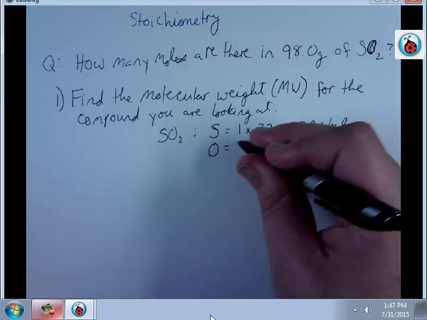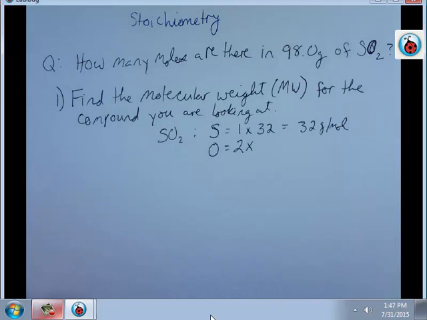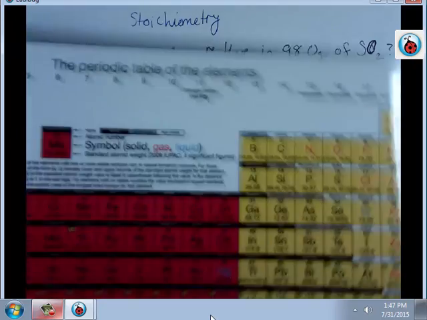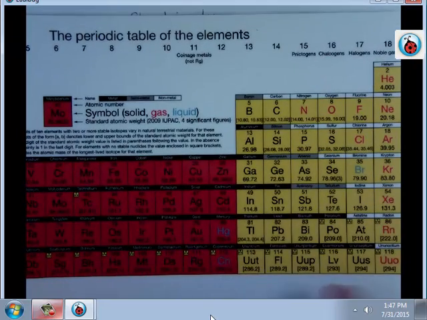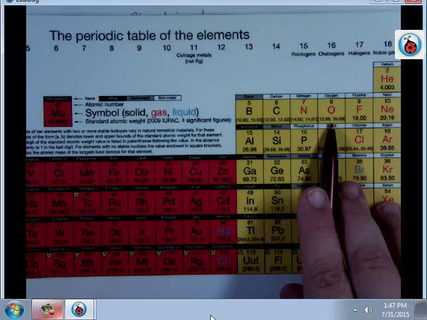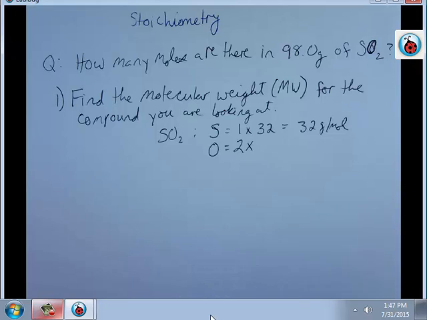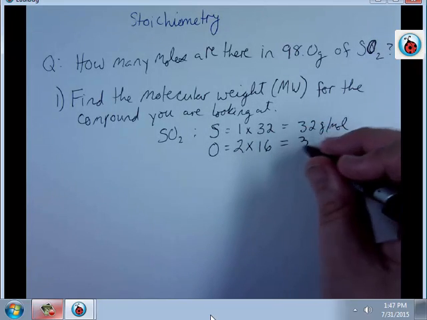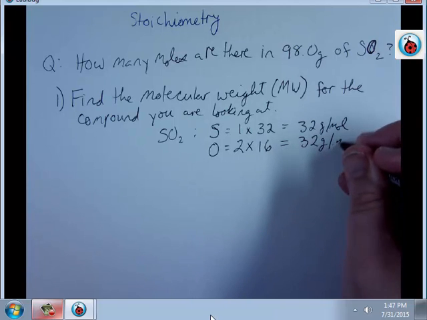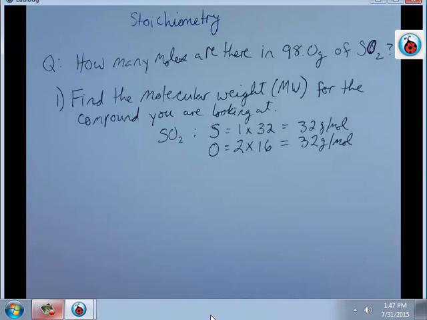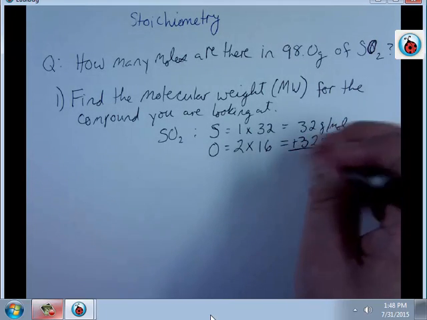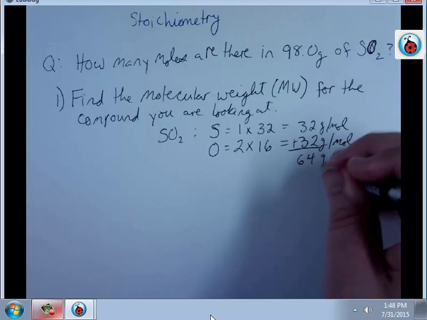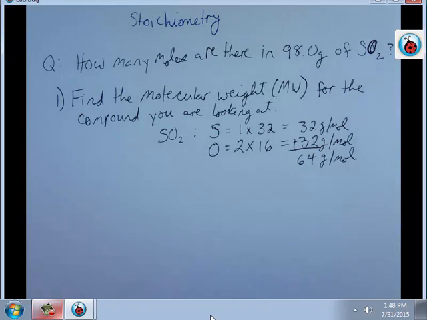For oxygen, we have two of them. And again, from our periodic table, oxygen is 16. And 2 times 16 is also 32. And when we add them up, we get 64 grams per mole.